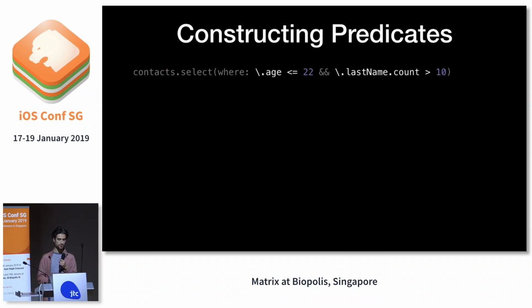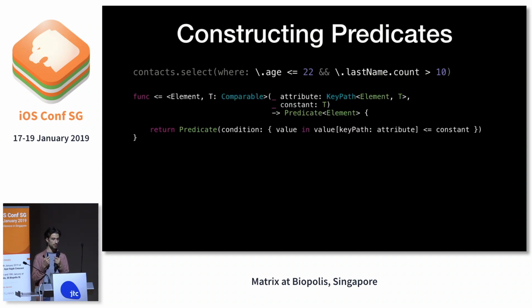Let's go to the next step. So how do you build a predicate? For instance, how do you build a predicate that says the age has got to be less than or equal to 22? You do this by implementing an overload for the operator that you want to use in the predicate. So here the operator is less than or equal. So I'm going to implement an overload for this operator.